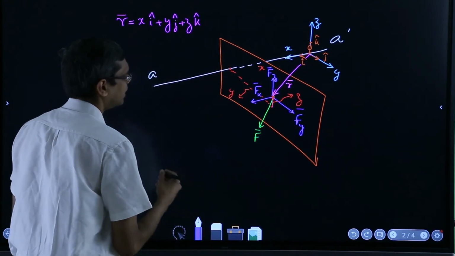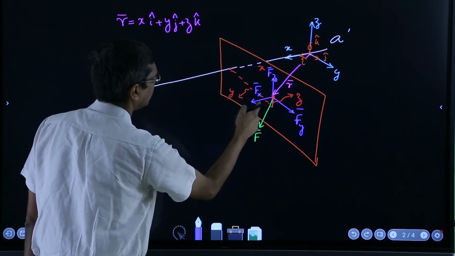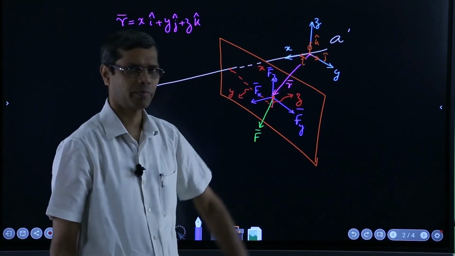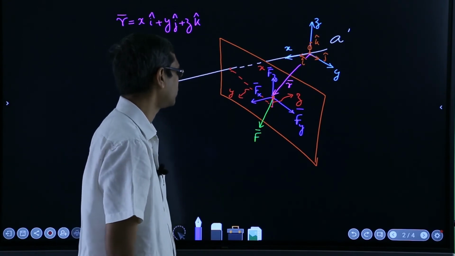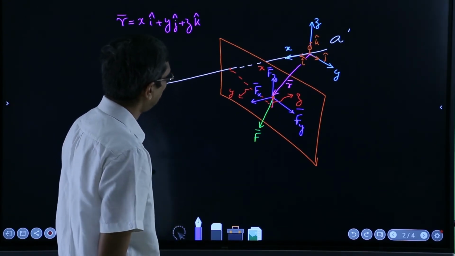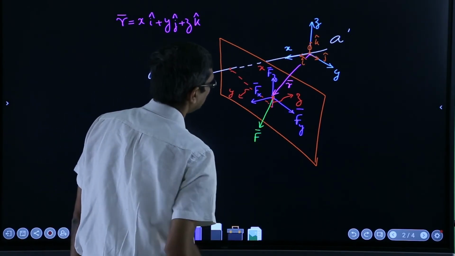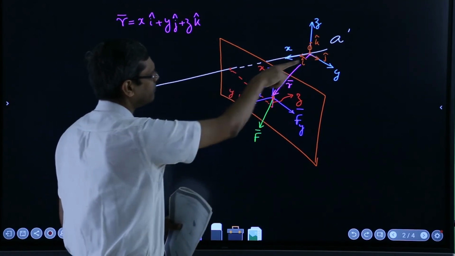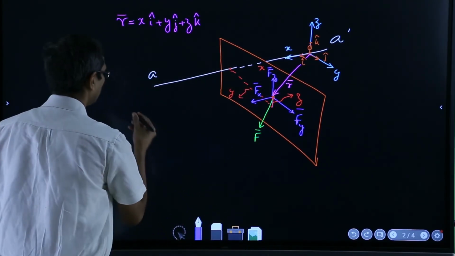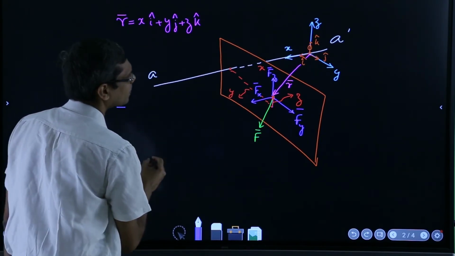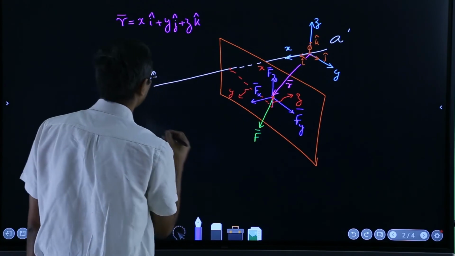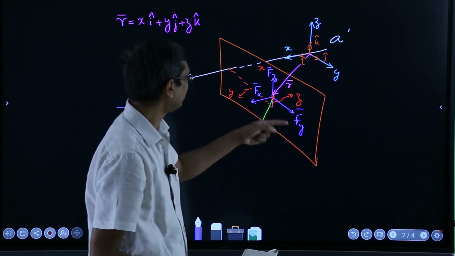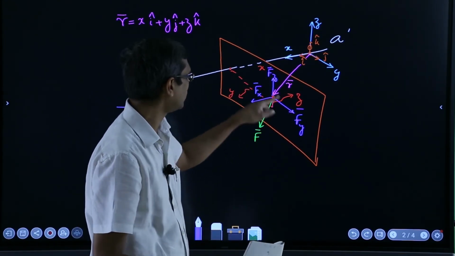That will be the moment, right? So now what will be the moment of fx vector? That's 0, because it is parallel to the AA prime direction. So it will not contribute any moment. Then what about fy? So now suppose this is fy, it is in the negative x direction. So the contribution is negative. This is the height z times fy.